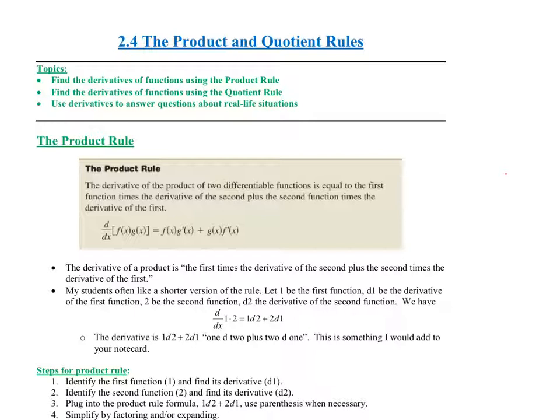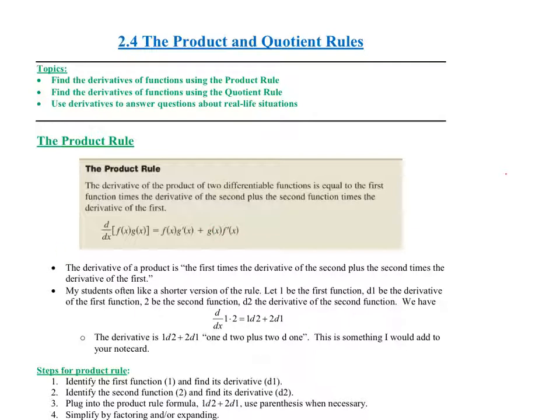So let's take a look at this together. It says the product rule. It says the derivative of the product of two differentiable functions is equal to the first function times the derivative of the second plus the second function times the derivative of the first. So here they're calling f of x the first function and g of x the second function. So they're doing f of x times g prime of x. So that'd be the first times the derivative of the second plus g of x, which is the second, f prime of x, which is the derivative of the first. So this would be the second times the derivative of the first. So again, that's first times the derivative of the second plus the second times the derivative of the first. That's what I have written right there.